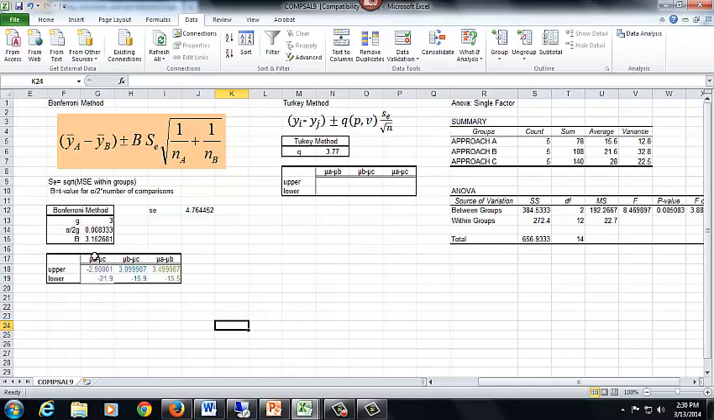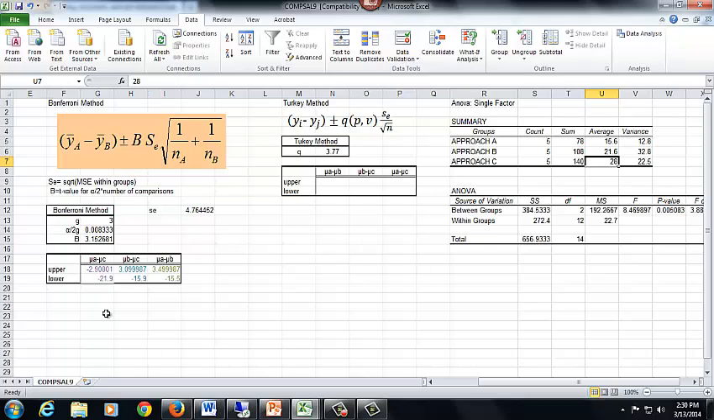Now the question is, why are these negative numbers? Well, they're negative numbers because I'm doing sales in A minus sales in C. And if I look here, my average sales using C are actually higher. So if I had switched around these calculations and done C minus A, I would have gotten the same numbers, but they would be positive.